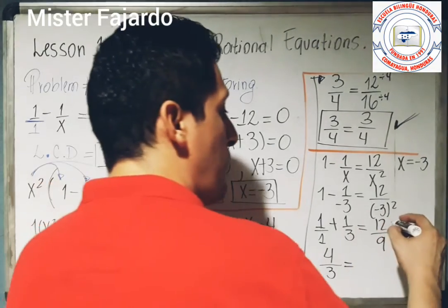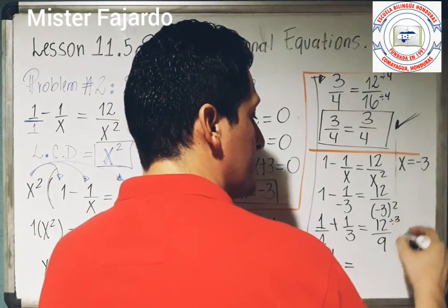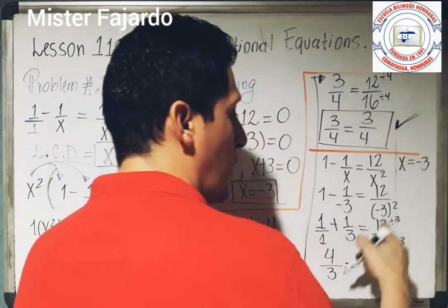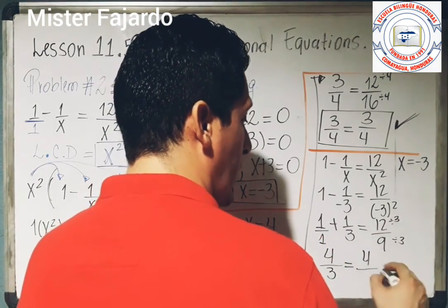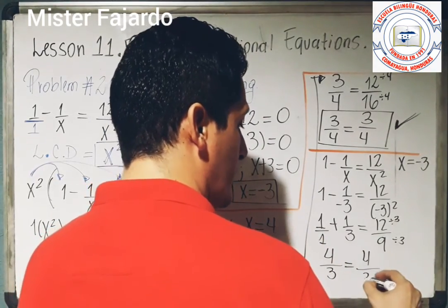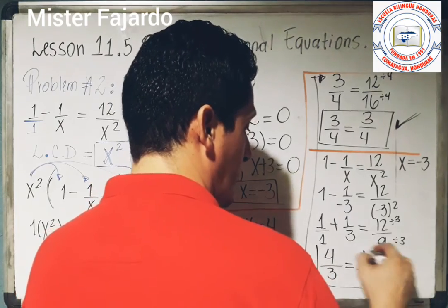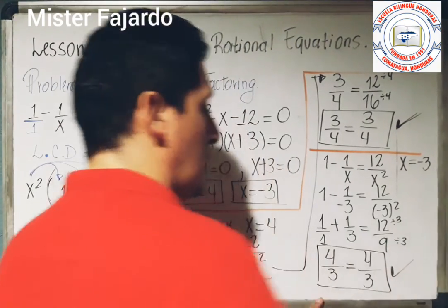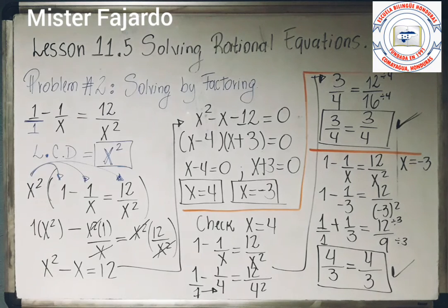And here, both can be divided by 3. 12 divided by 3 is equal to 4, and 9 divided by 3 is equal to 3. That means that the solution is also good. Okay? That means that the values for that kind of exercise are x equal to 4 and x equal to negative 3.